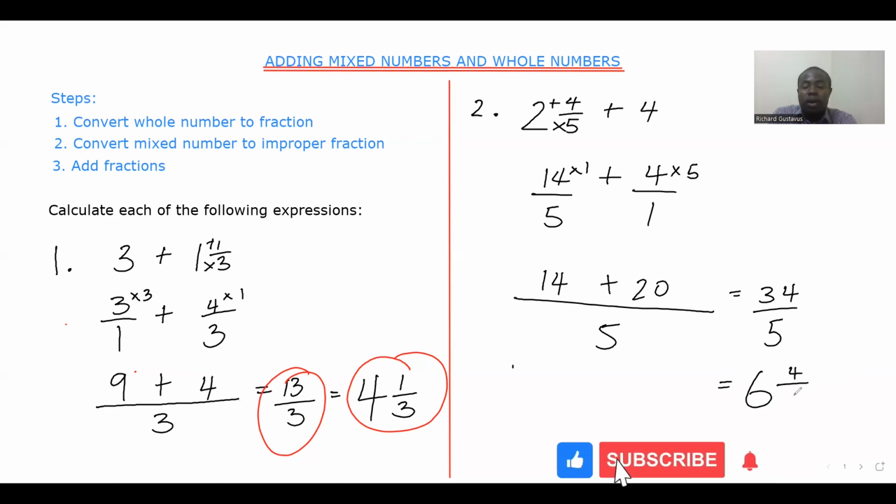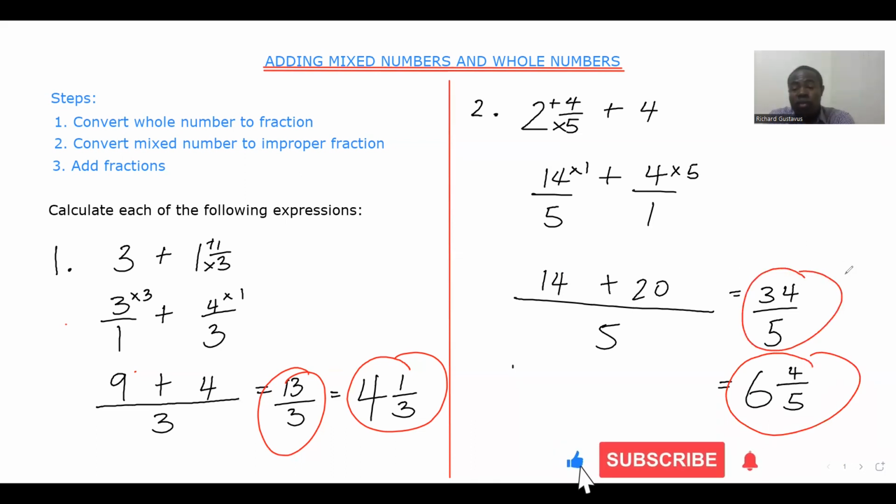And then we put back our common denominator, which is 5. So our final answer here is 6 and 4 over 5, or 34 over 5 as an improper fraction.